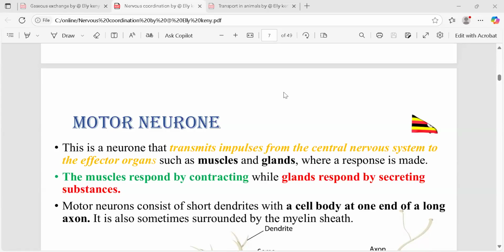Okay. So simply here, the main thing to note is you should have some knowledge on neurons. Then talk about the effectors, which we talked about. We had the heart and the lungs. Okay.